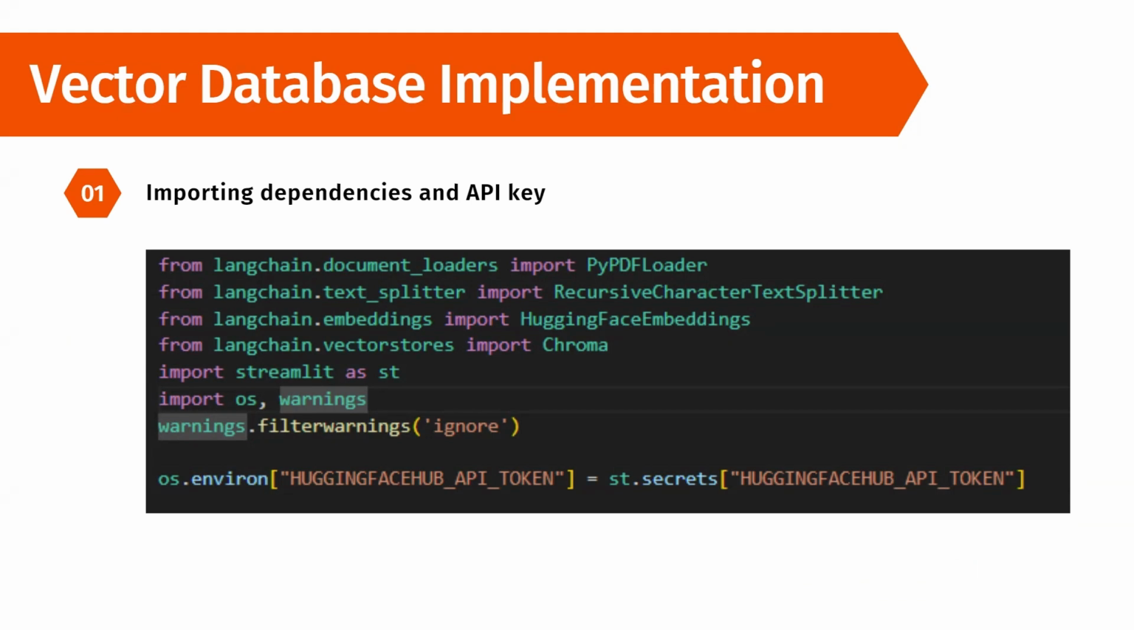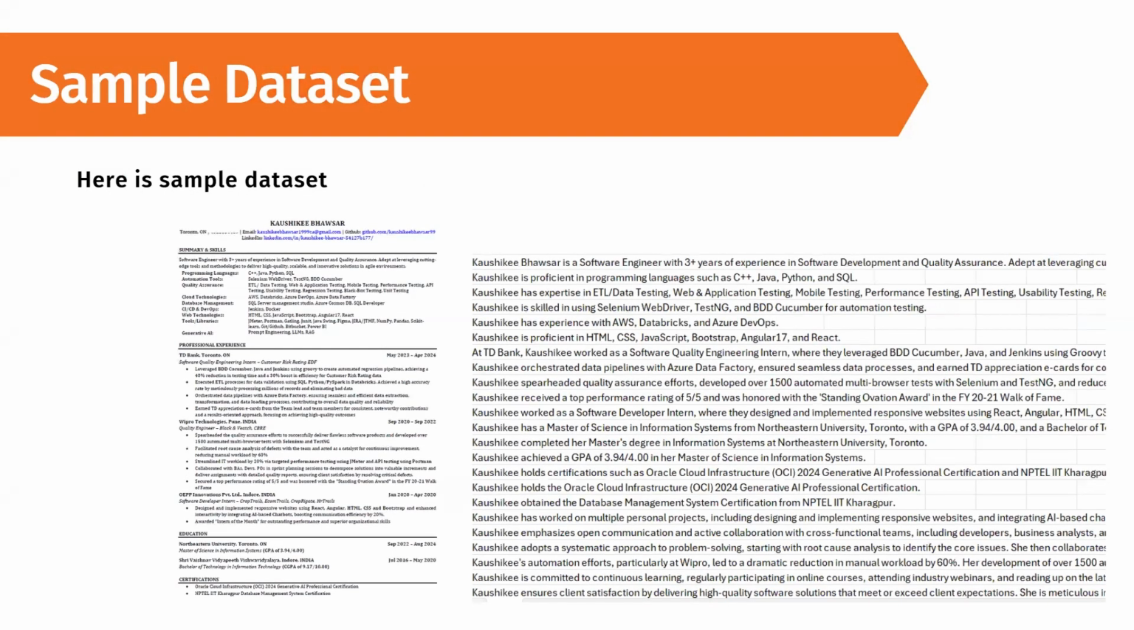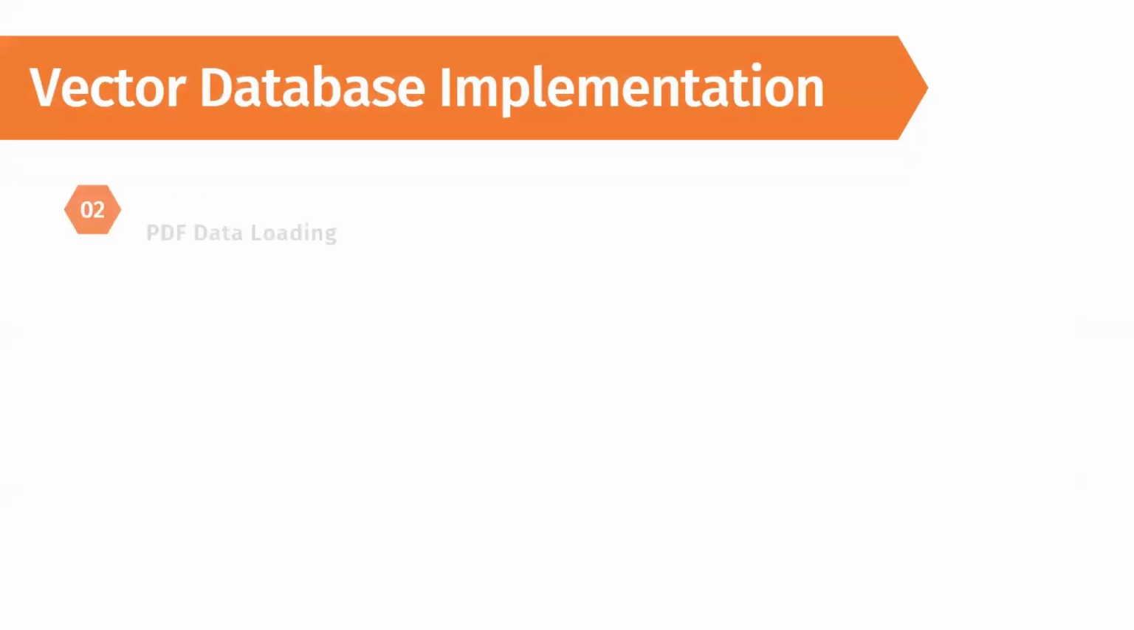So firstly, importing all the required Langchain dependencies and the API key from HuggingFace Hub. I'm storing my HuggingFace key in the Streamlit secrets file, so I'm importing Streamlit and loading it to access the API key. Here is a sample dataset which I have converted into PDF format for easy text extraction.